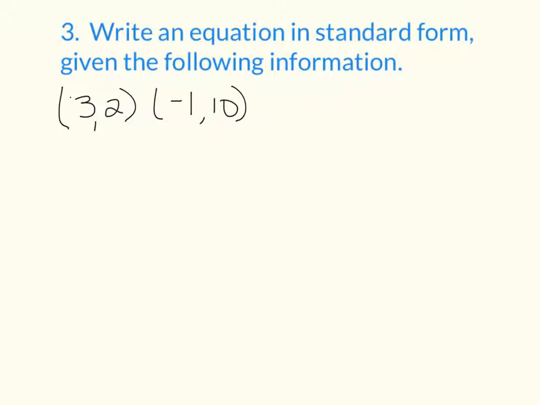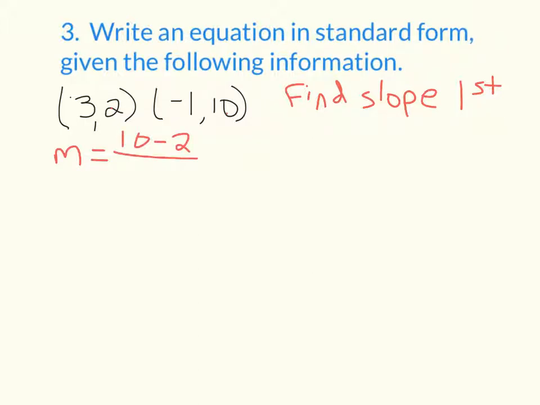Our last problem here is when we have 2 points. In order to do this, we must find the slope first. So again, that's your slope formula. m equals, we're going to take my y values, 10 minus 2, divided by my x values, negative 1 minus 3. That equals 8 over negative 4, which simplifies to negative 2. So there's my slope, m equals negative 2.